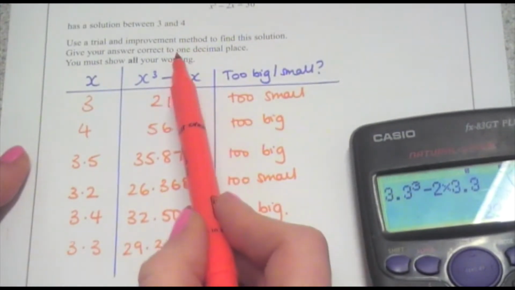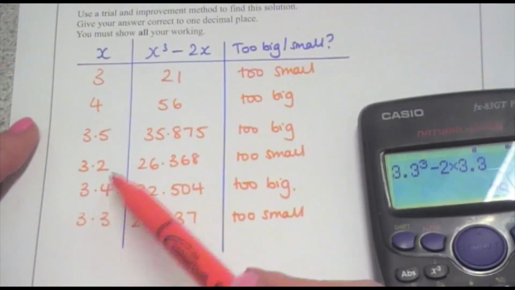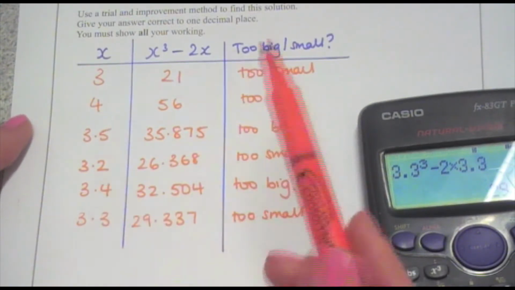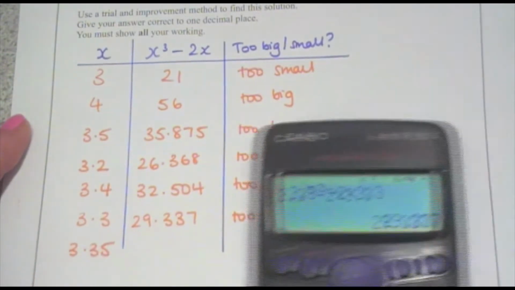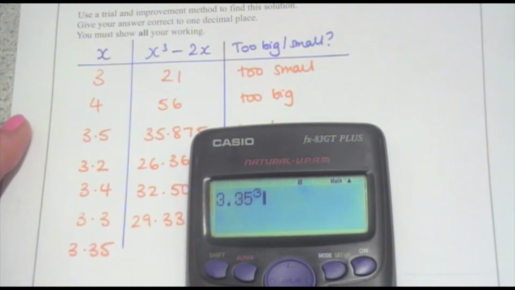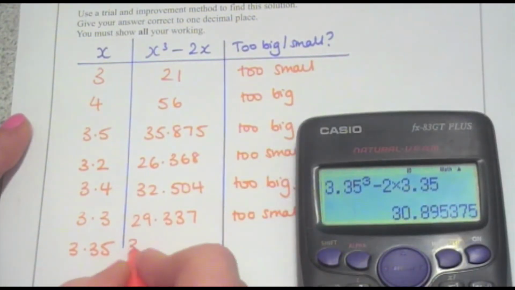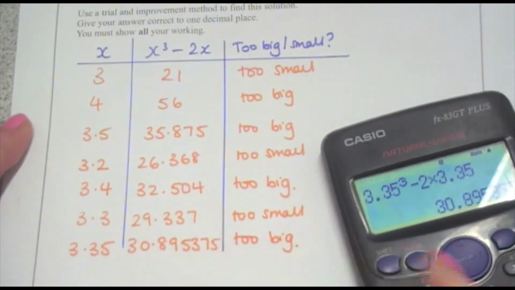I still don't know, though, what it would be rounded to 1 decimal place, so I need to try exactly in between 3.3 and 3.4 to know whether it would round down to 3.3 or round up to 3.4. So I'm going to try 3.35, which gives me 30.895375, which is too big for my solution of 30.